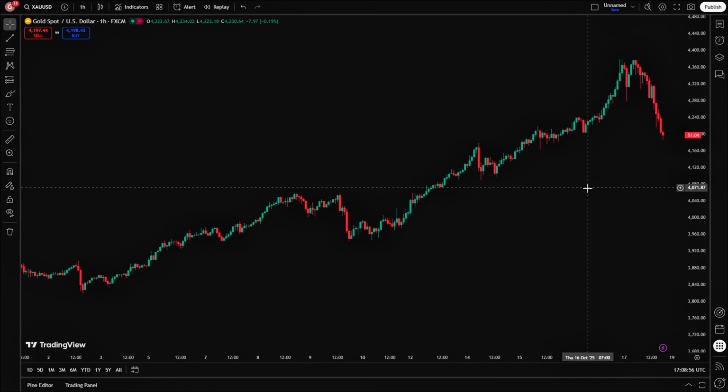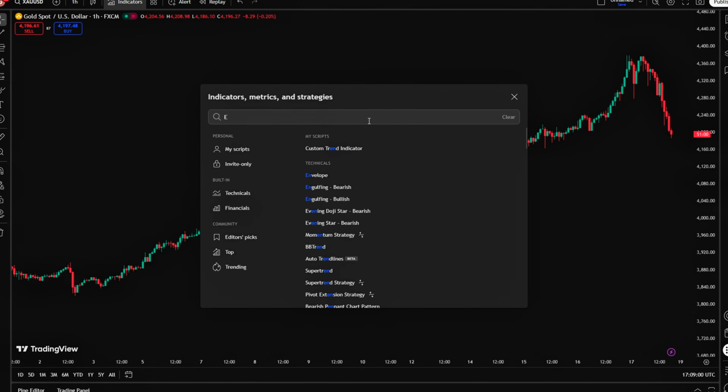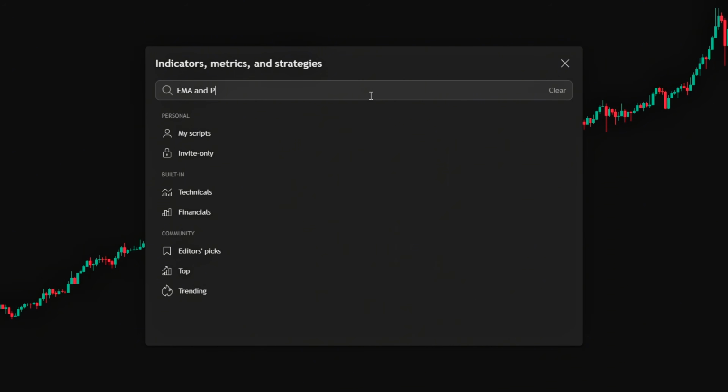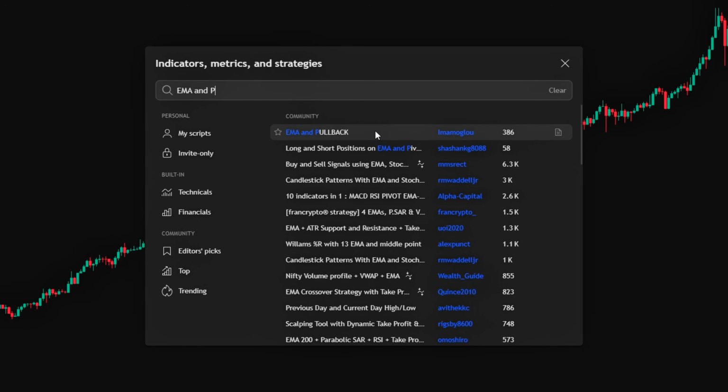Adding the indicator. Open your TradingView chart. Click on the Indicators tab at the top. In the search bar, type EMA and Pullback. Select the version created by the listed author.